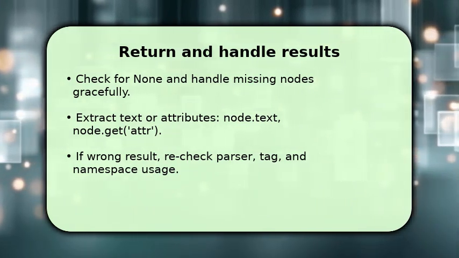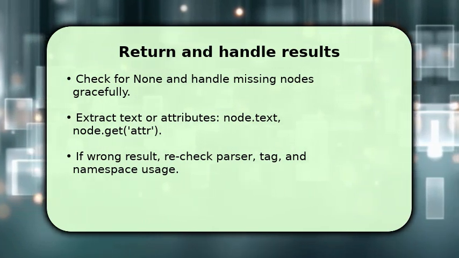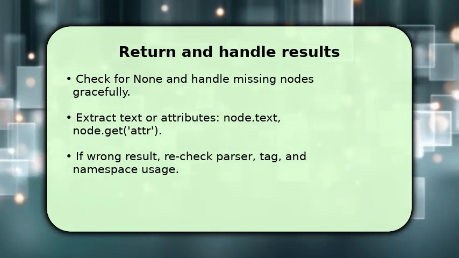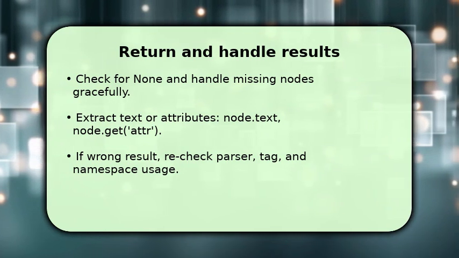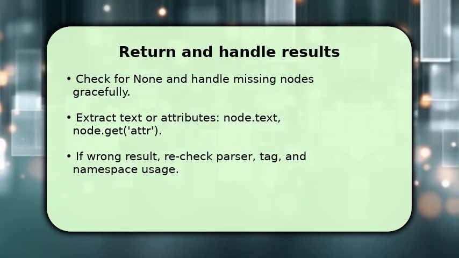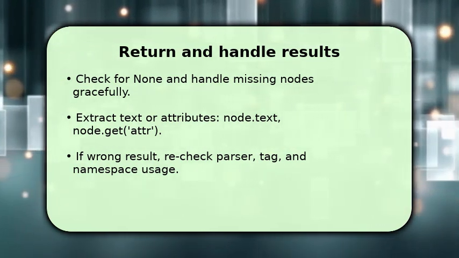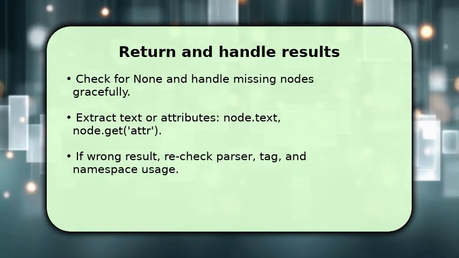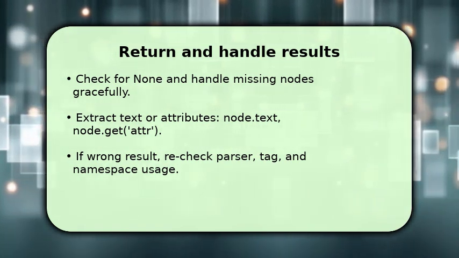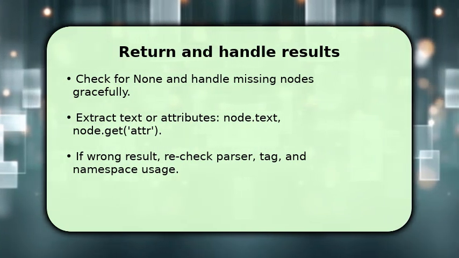After grabbing the first descendant, check for None and raise or return a default to avoid downstream errors. Then extract node.text or node.get(attribute) as needed, trimming whitespace and converting types. If you get unexpected results, make sure you parse the correct file, use the right tag string, and applied namespaces. Quick troubleshooting tip: rerun with a small sample and print element.tag and element.attrib to verify structure.